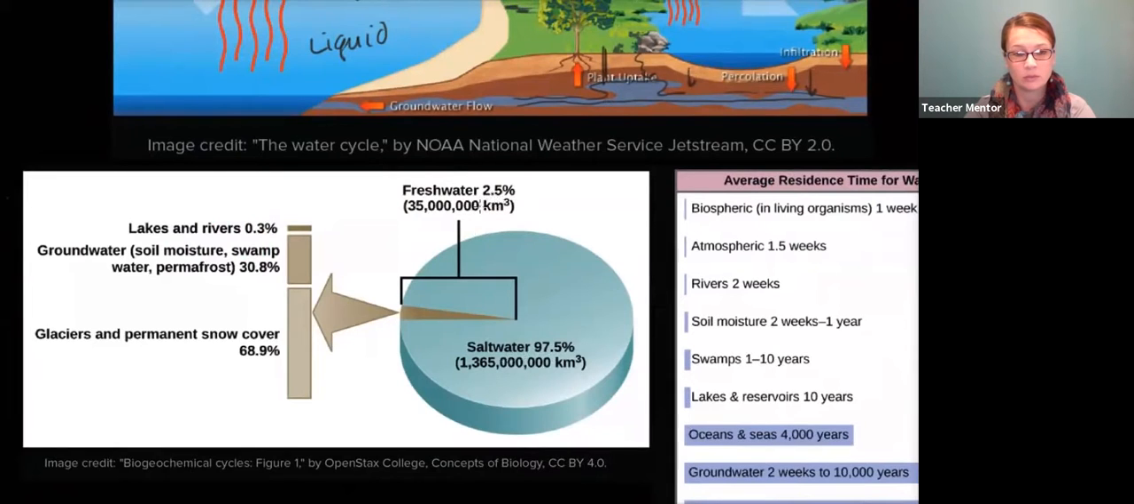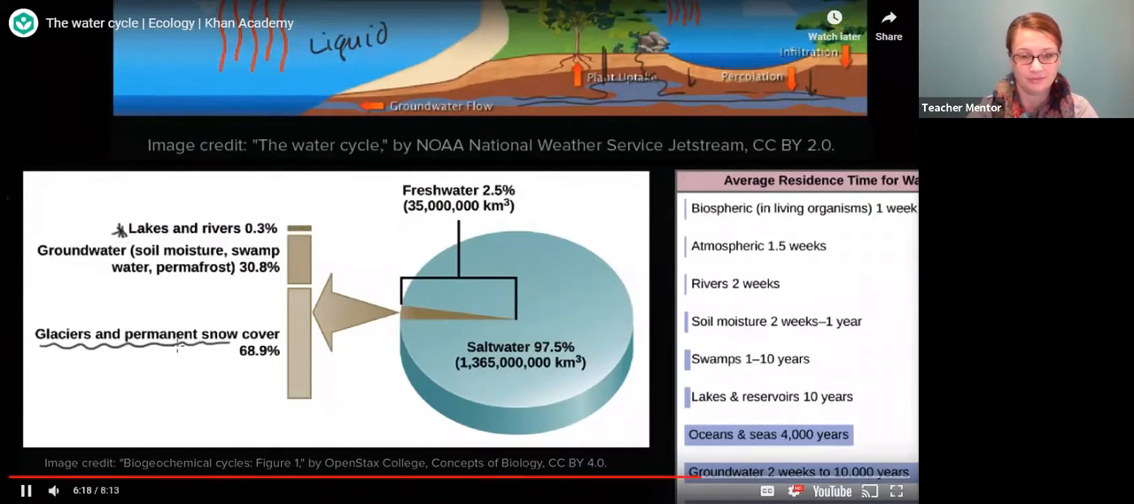And even of that 2.5% fresh water, very little of it is what we traditionally associate with fresh water, the lakes and the rivers, where you'd say, let me go to a lake or river, that's stuff we could potentially drink. But most of it is actually in glaciers and permanent snow cover. So it's ice and snow that is just not melting. And it makes you think about what would happen if this stuff were to melt.